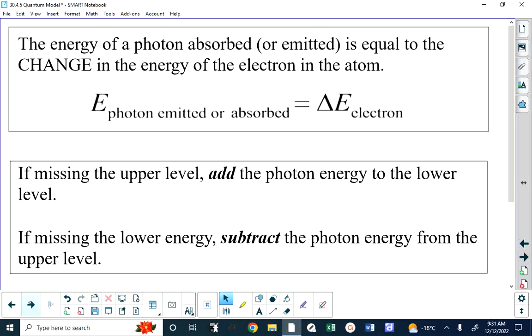The energy of the photon involved is related to the change in the energy of the electron. So if you always take the upper energy level minus the lower energy level, you'll get the energy of the photon. You go upper minus lower regardless of which direction the electron moves. Just a couple of observations here. If you're missing the upper level and you know the lower level, add the photon energy to the lower level to take you up. And if you're missing the lower level, take away the energy of the photon from the upper level to find the missing energy level.